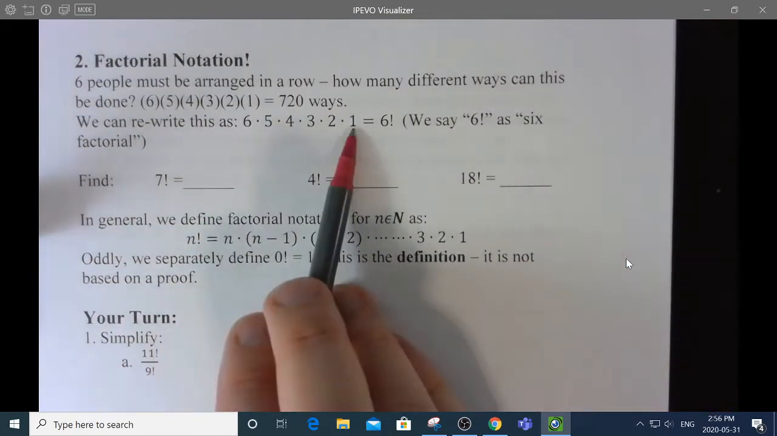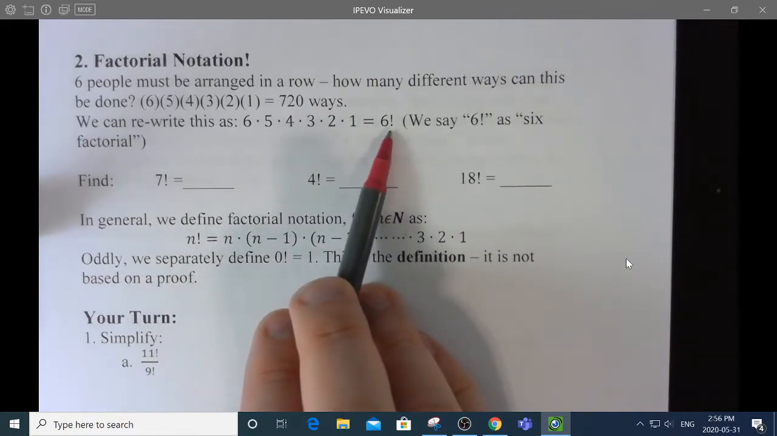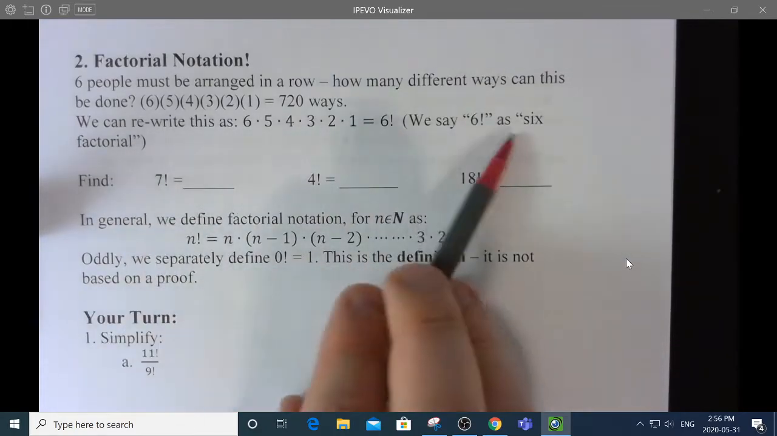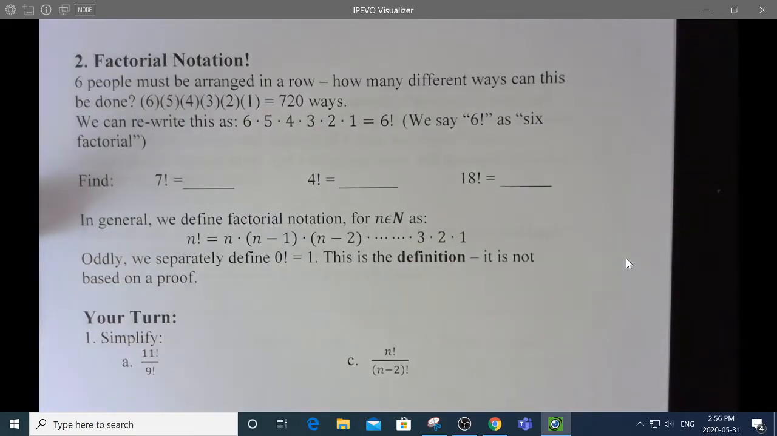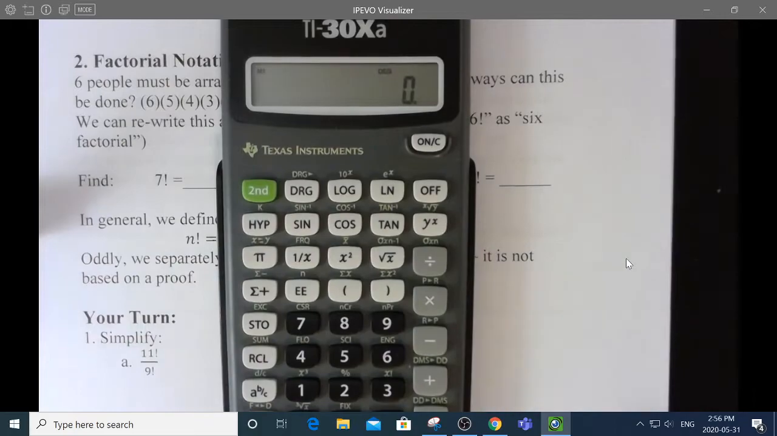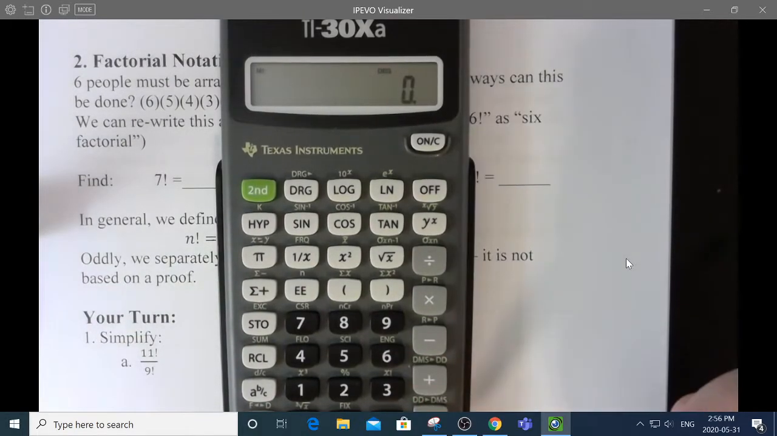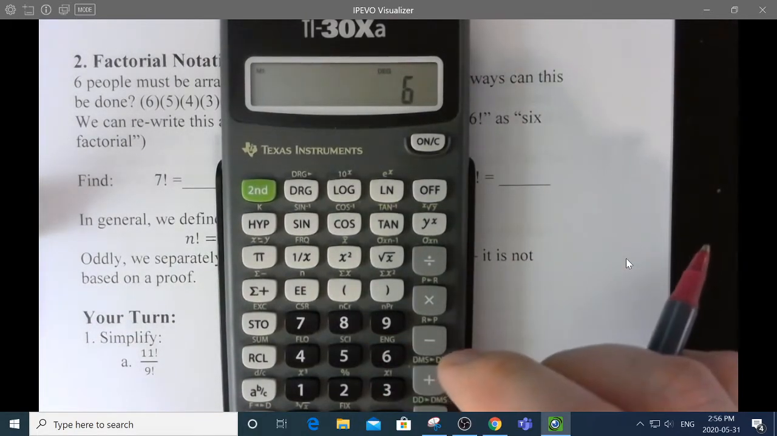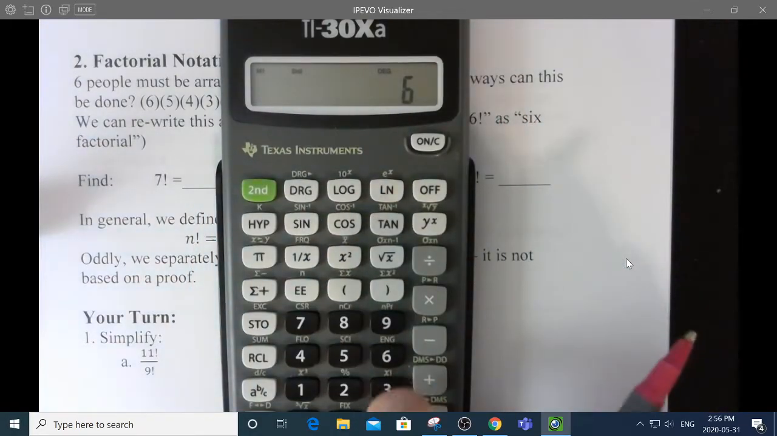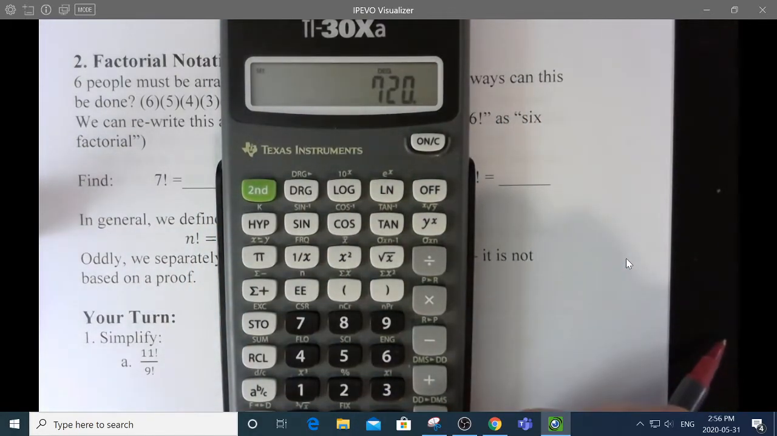There's a shortcut for writing this called 6 exclamation mark. You say that as 6 factorial. So on your calculator, if you have this kind of calculator, I think it's shift 3 on this one. Yep. You'll see a little x squared. So if you want 6 factorial, you go second function 3, and there it is, 720, right?